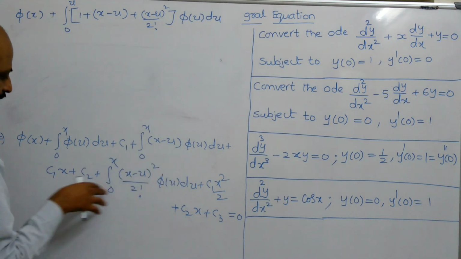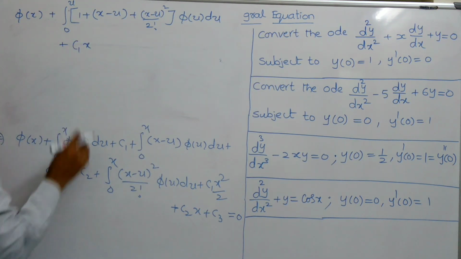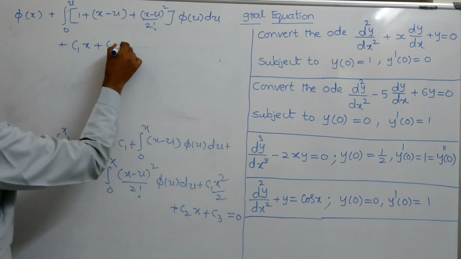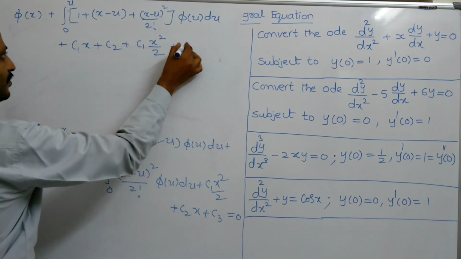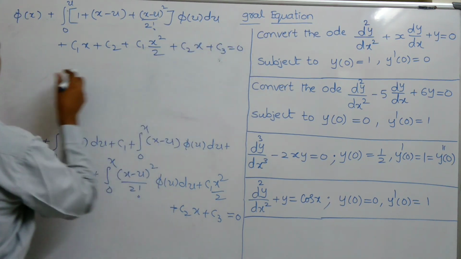Let us write the remaining terms: C1x plus C2 plus C1 x square by 2 plus C2x plus C3 is equal to 0.